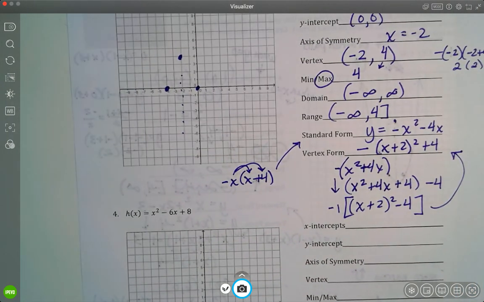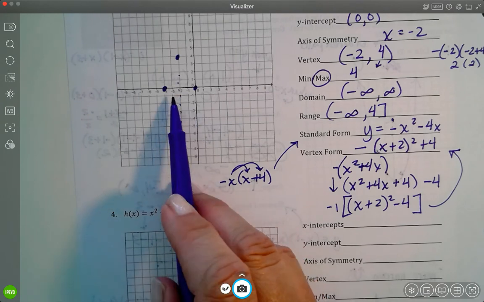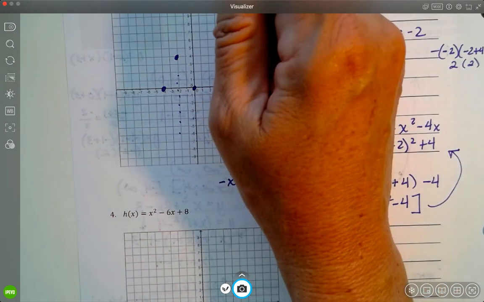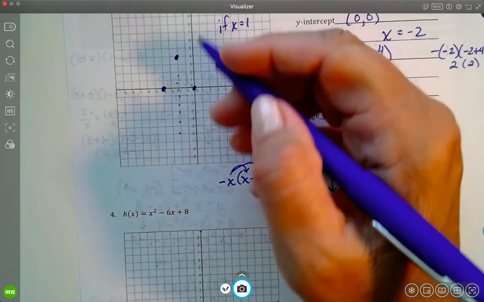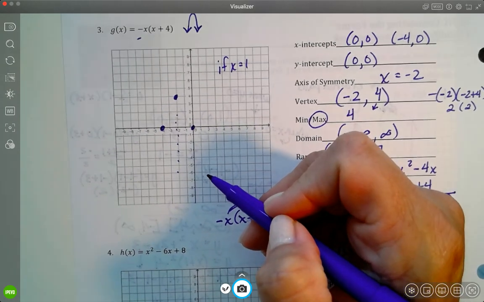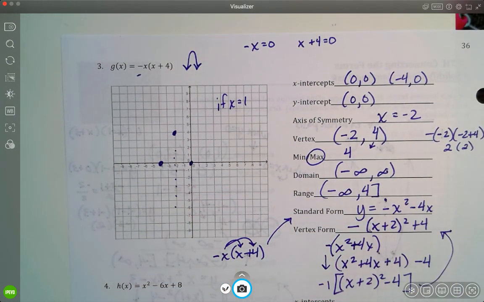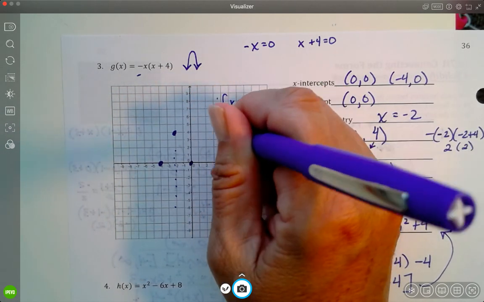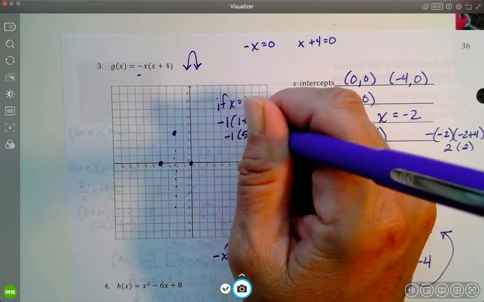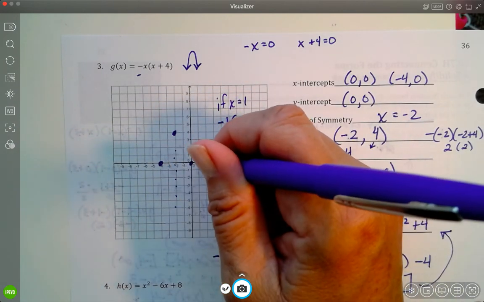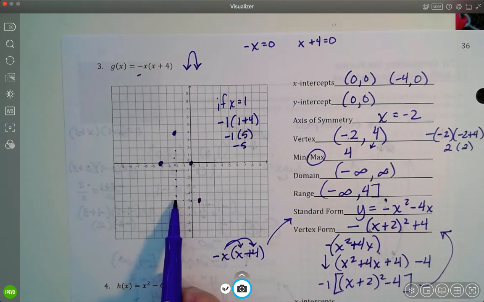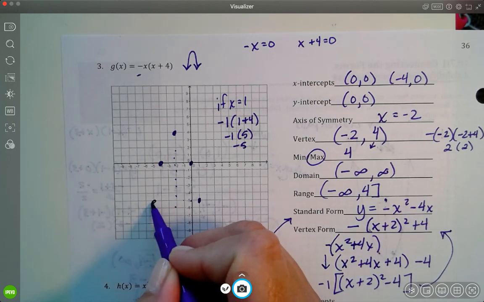Okay, so again, I really don't have another point. So I'm just going to choose a point in here to give me a good sketch. I already know that it's going to keep going out here, so I'm going to just choose x is 1. If x equals 1, what's another point that I could graph out here to give me a good sketch of a curve? So -1 times 1 plus 4, so -1 times 5, so -5. So 1, -5 is a point. And then this point is 1, 2, 3 away from my axis of symmetry. So I'm going to go 1, 2, 3 on the other side, and then go ahead and sketch through.